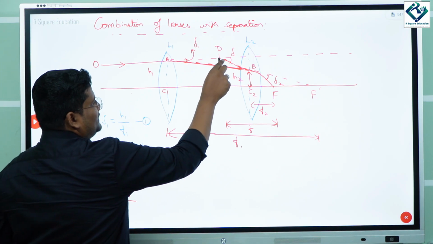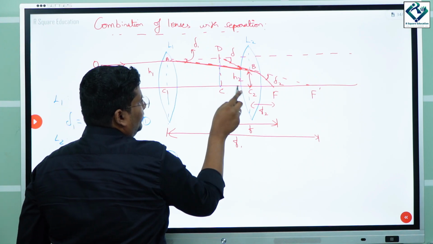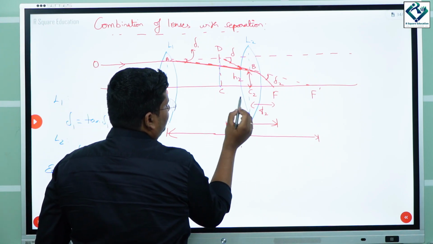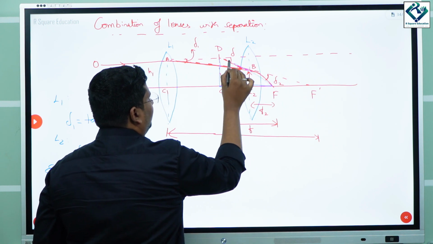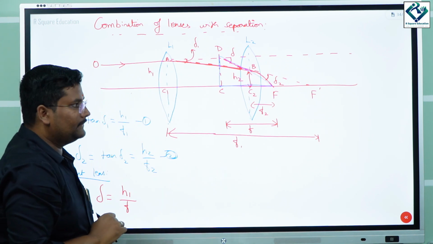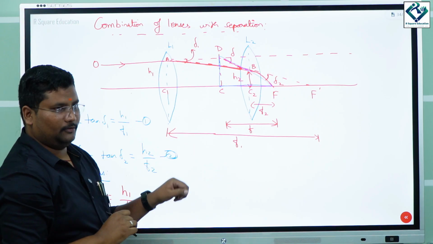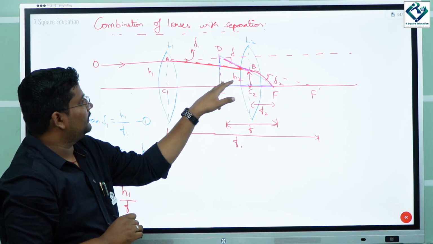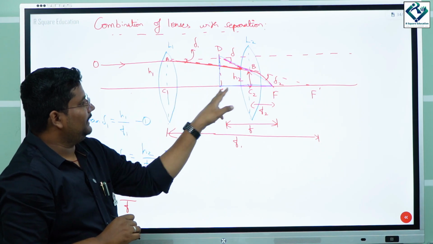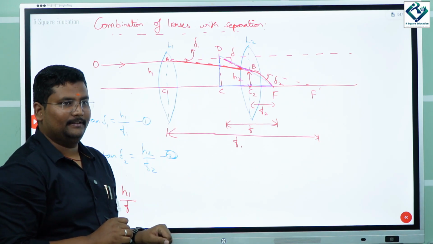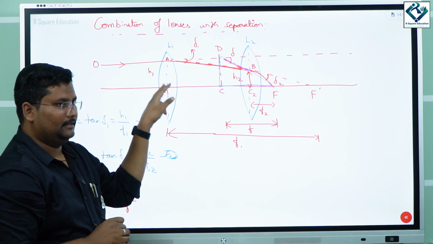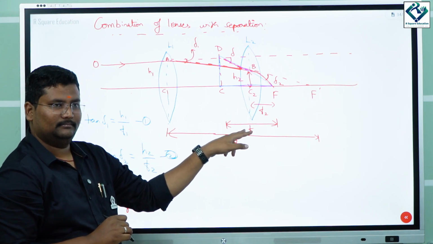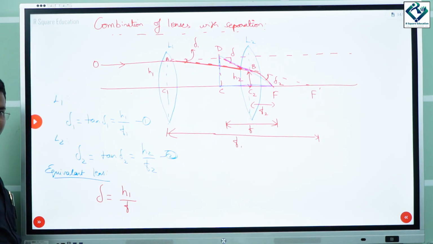Correct? So when you are considering this triangle, right? When you consider this triangle, this angle is this angle. Right. So what will tan delta be? CD by CF. Who is CD? H1. Who is CF? F. So H1 by F should come. Is that right or not? Yes. Okay. Right.